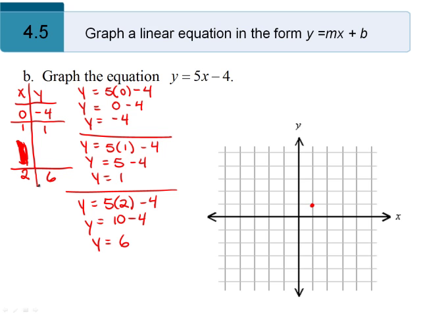All right, so 2, 6. This is where we're going to fake it. We're going to go over 2 and we're going to go up 6, which looks about like right there to me, I think. I don't know. It looks good to me, right?